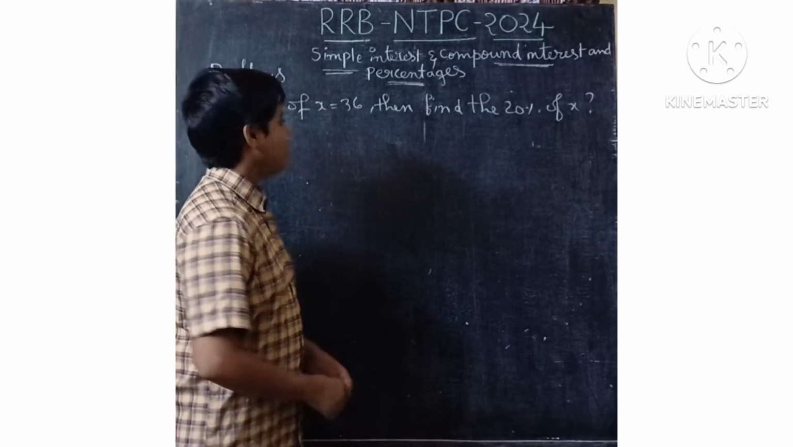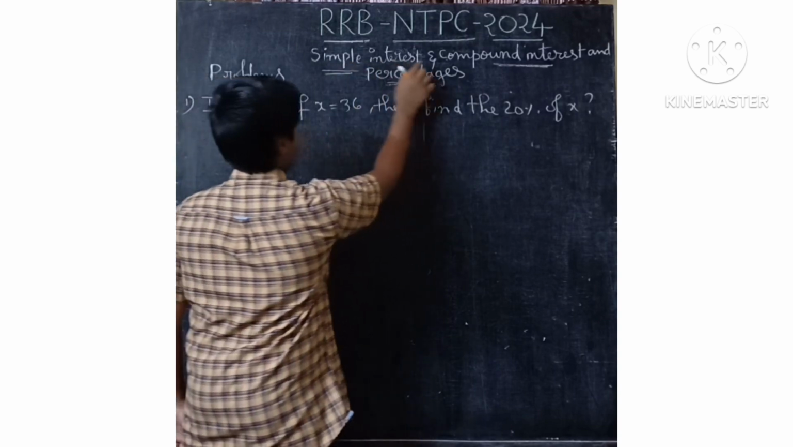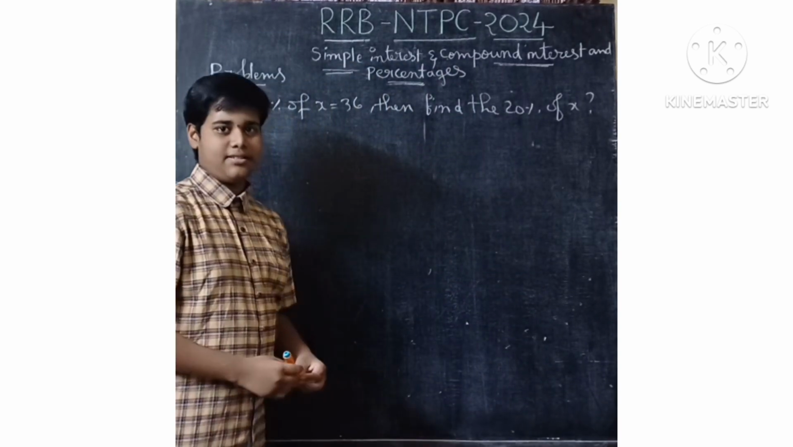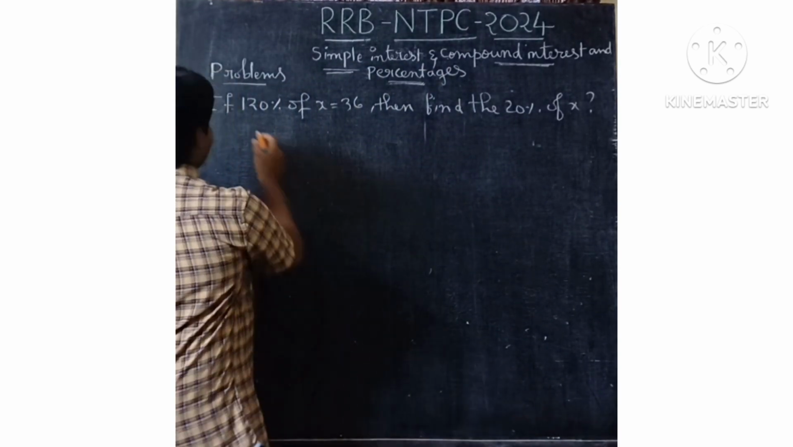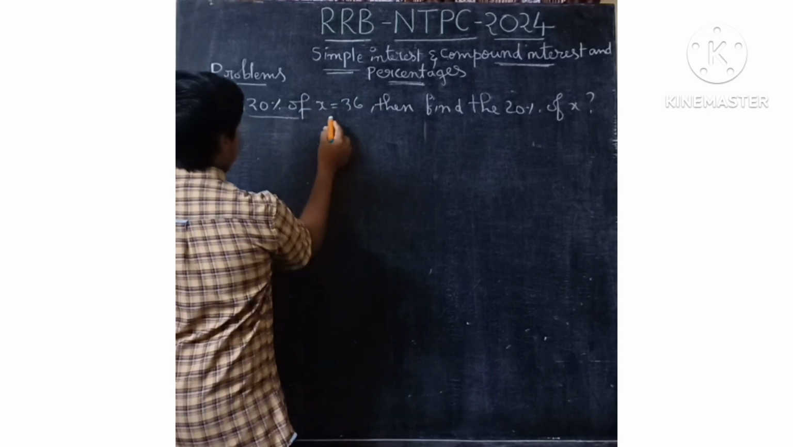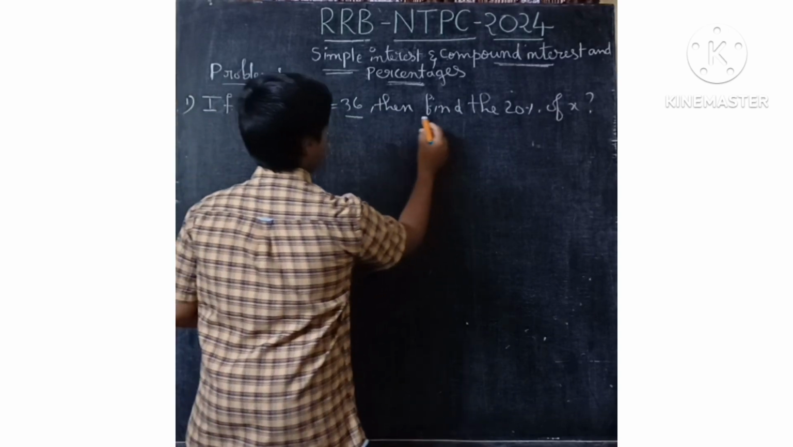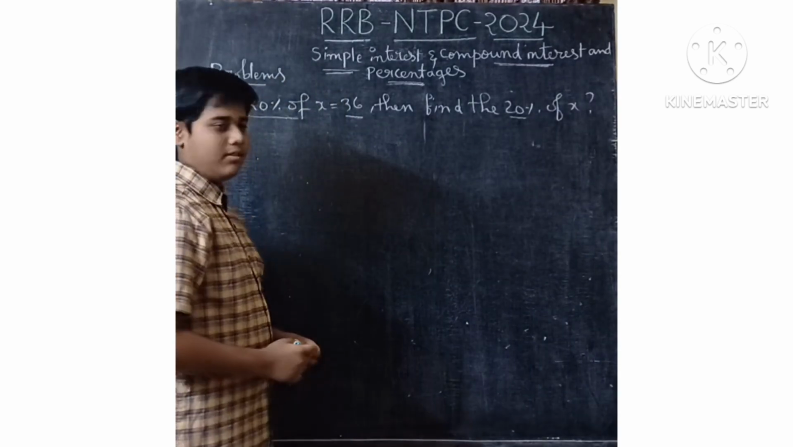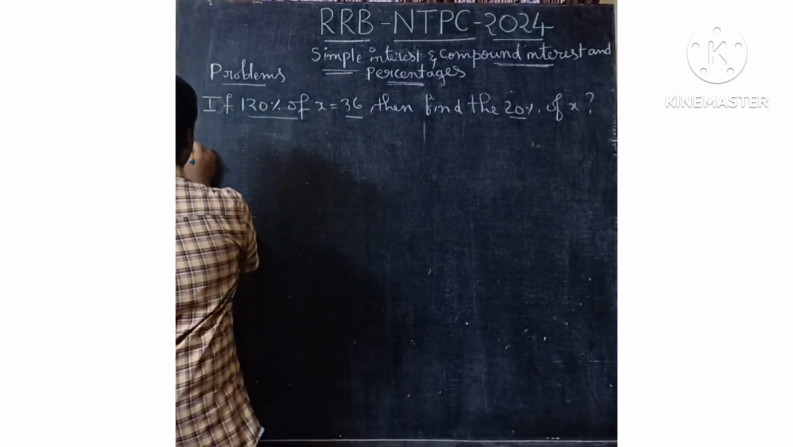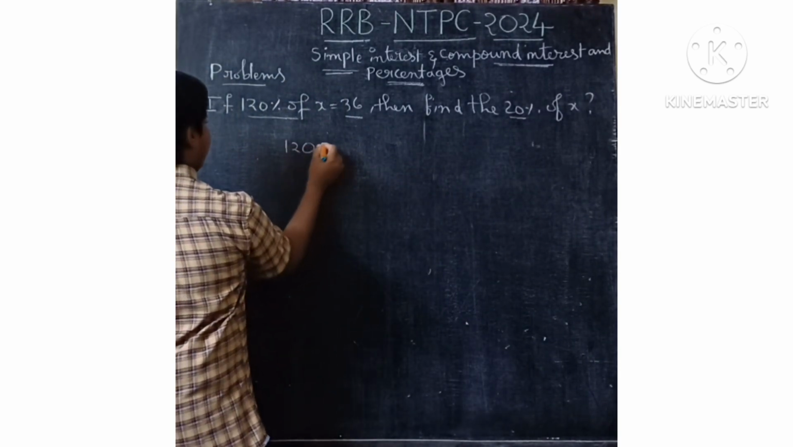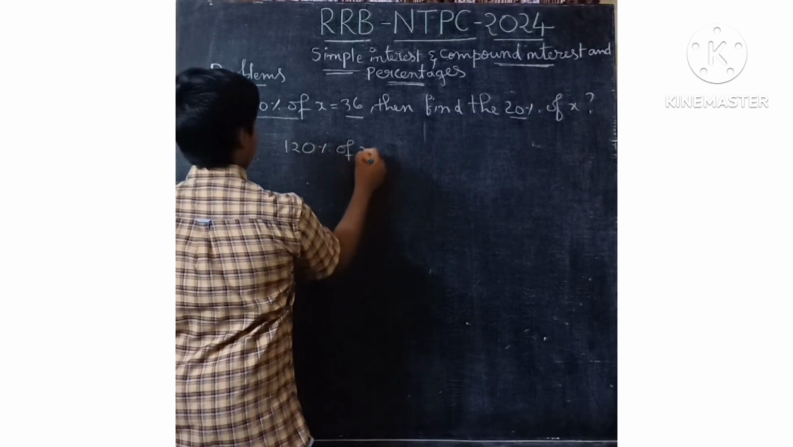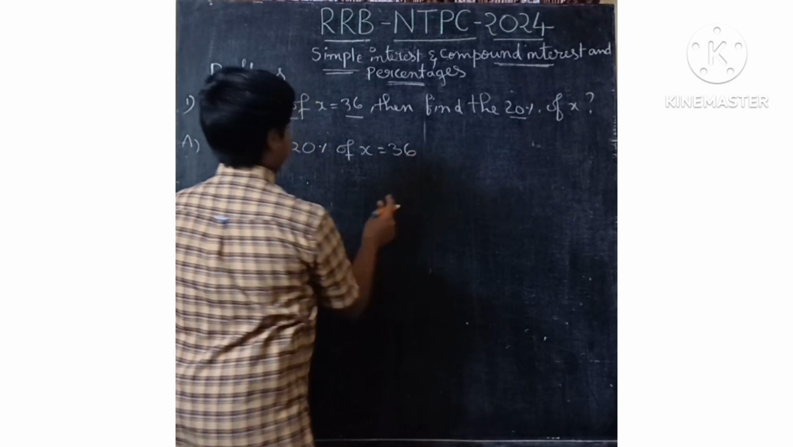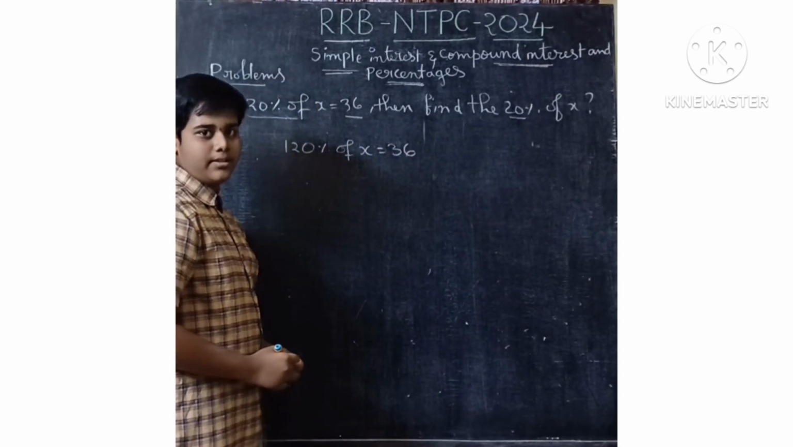Today I will explain the problems from simple interest, compound interest and percentages. If we see the first problem: if 120% of x equals 36, then find 20% of x. Okay, so this is the first problem. 120% of x equals 36. So first of all we have to find the value of x.